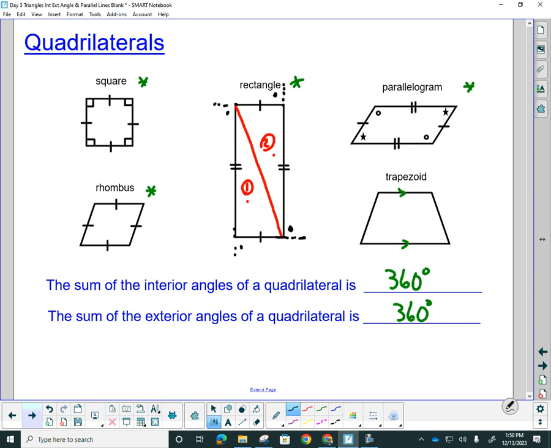In fact, for any polygon, the exterior angles are always going to add up to 360. The interior is going to be different. A triangle is 180, a quadrilateral is 360.